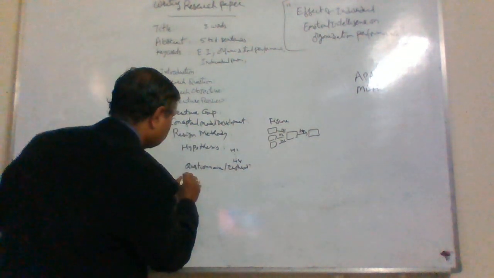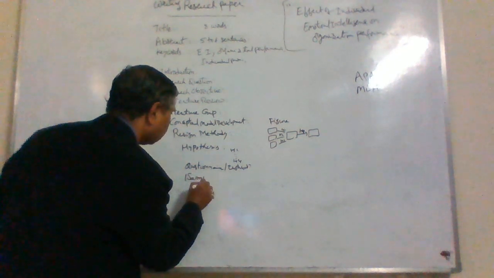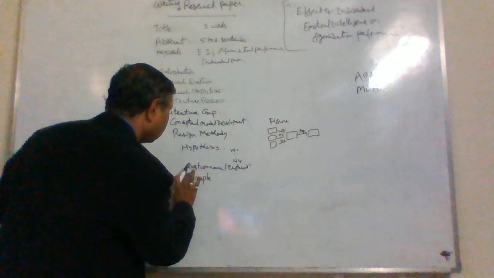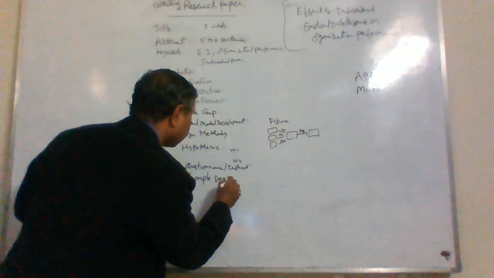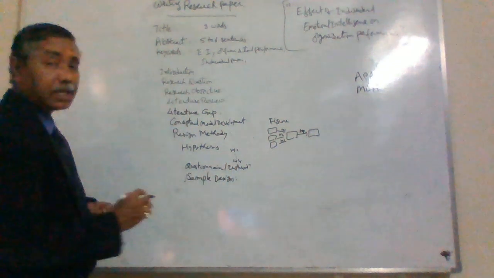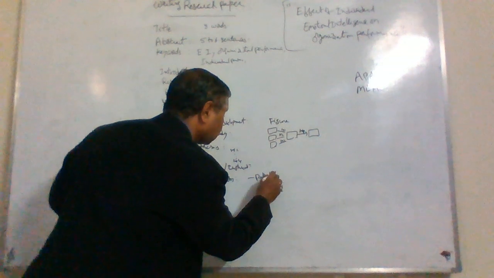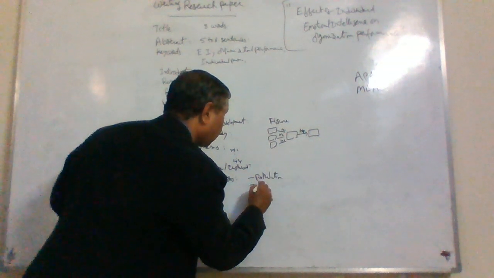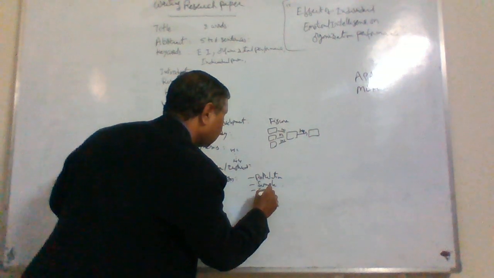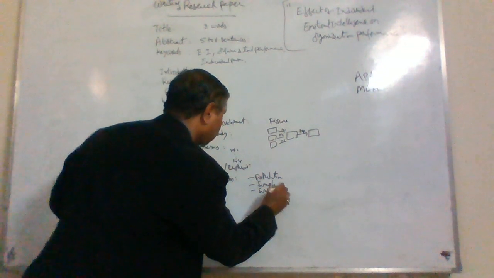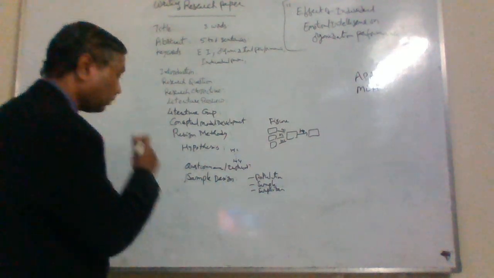Data collection. Before that, you have to write the sample design. How did you design the sample? You should say, this is the population considered, and this is the sample considered, and this is the sampling technique used. In sample design, that will come. Right. Next comes data collection.